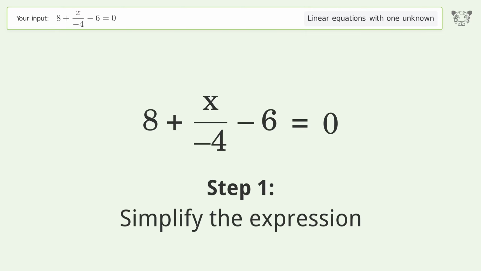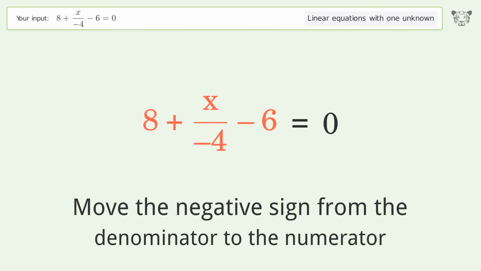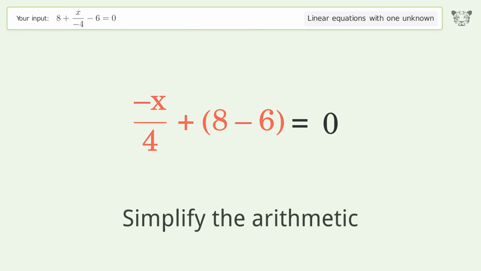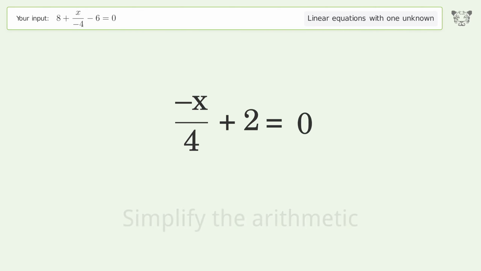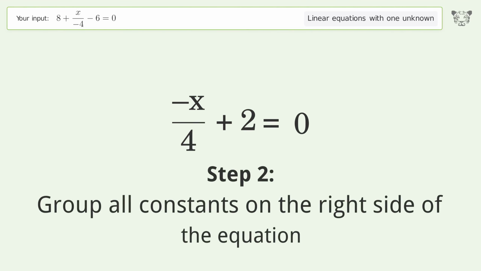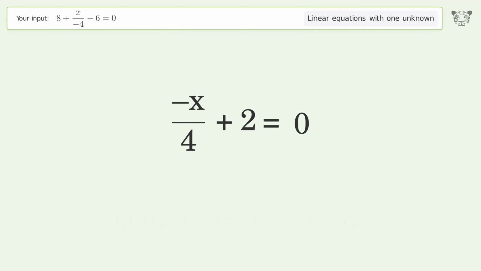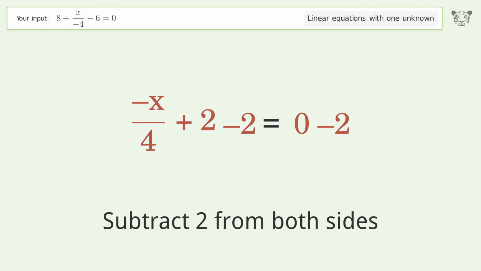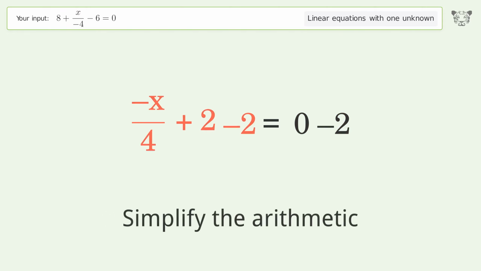Simplify the expression. Move the negative sign from the denominator to the numerator. Group like terms. Simplify the arithmetic. Group all constants on the right side of the equation. Subtract 2 from both sides. Simplify the arithmetic.